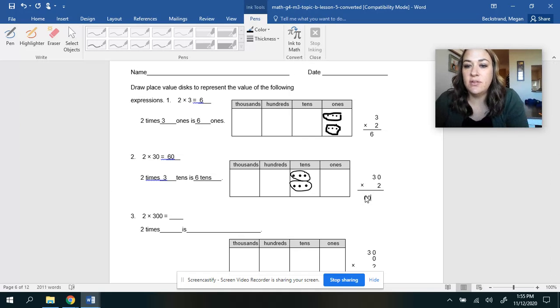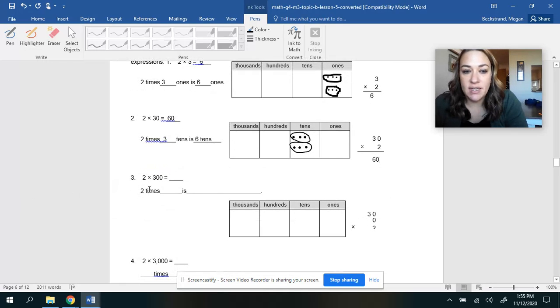60. So even though we have that extra 0 in there, we're working with tens instead of ones. Look at our pattern, right? 3 times 2 is 6, which would be 30 times 2 would be 60. You guys can probably guess what's going to happen next, right? 2 times 300. Well, 2 times 3 we know is 6, but we're multiplying by hundreds. So 2 times 300 would be 600.